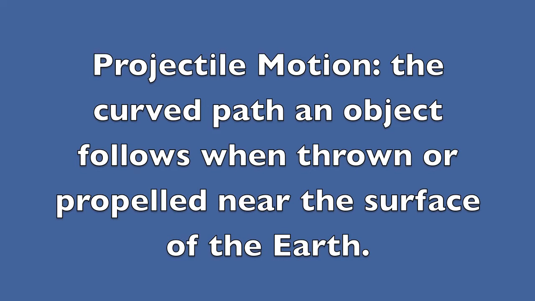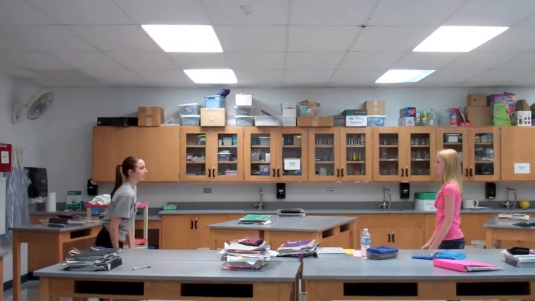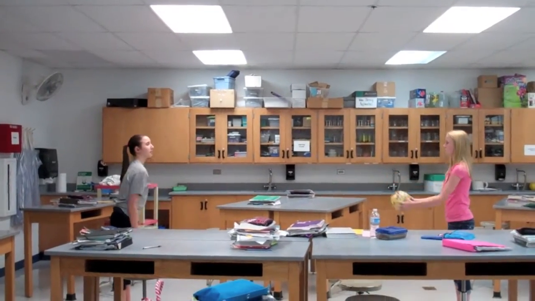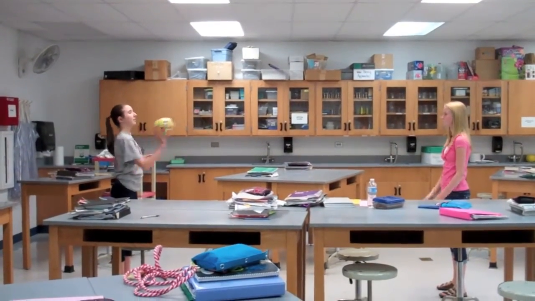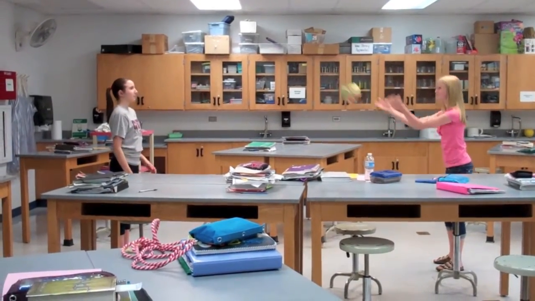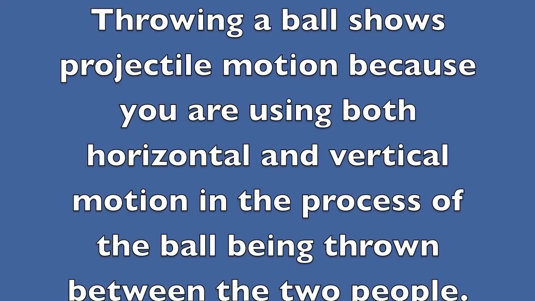Projectile motion is the curved path an object follows when thrown or propelled near the surface of the earth. Throwing a ball shows projectile motion because you are using both horizontal and vertical motion in the process of the ball being thrown between two people.